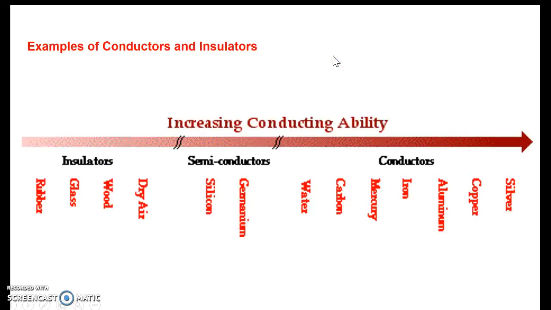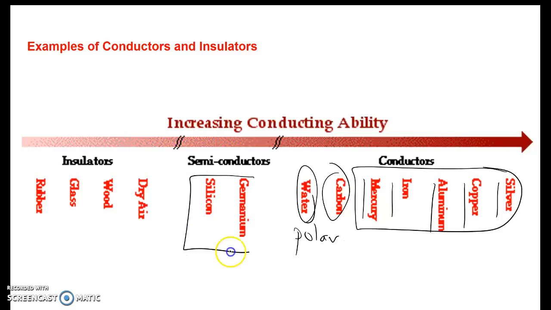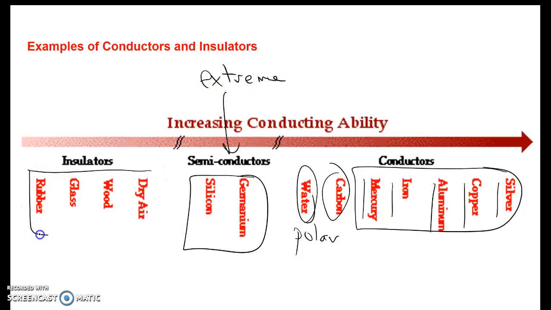Now, some examples. Really good conductors: you see silver, copper, aluminum, iron, mercury, all big metallic elements on the periodic table. Carbon, not so much. Water is a conductor because of its polarity, because it's polar. Silicon and germanium, what we call semiconductors, will conduct usually under extreme or odd conditions. And then insulators, things that will not conduct: air, wood, glass, or rubber.